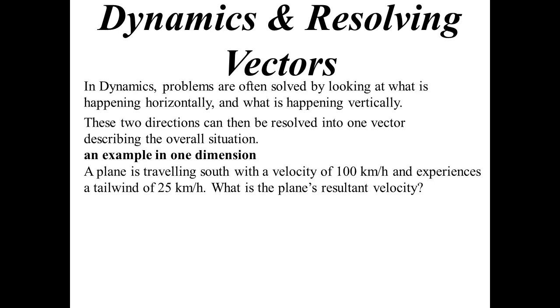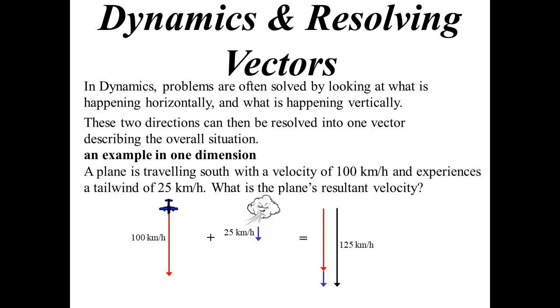So a plane's travelling south, velocity 100 kilometres per hour, experiences a tailwind of 25 kilometres per hour. What's the plane's resultant velocity? So there's our plane, down it goes, 100 kilometres per hour, and along comes the wind. Blows that, 25 kilometres per hour. So essentially we just add the vectors, and as a result it looks like the plane's going at 125 kilometres per hour. But that's if it's straight line.